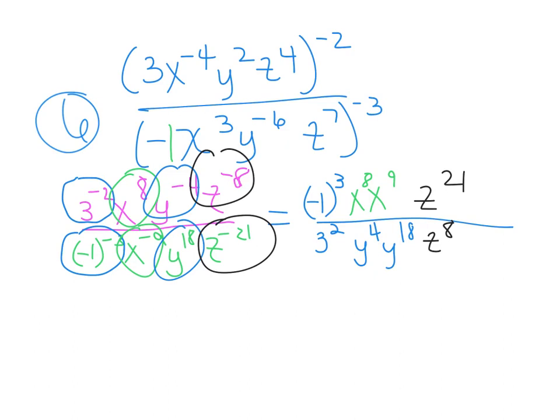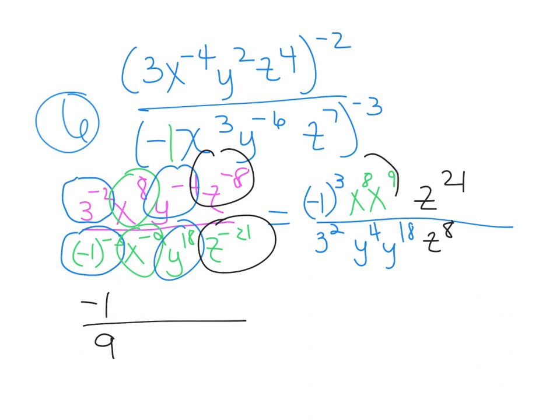Okay, so now we've done our power to a power. We've gotten rid of our negative exponents. Now we're ready to start simplifying and playing the game. All right, so -1 to the third. -1 times -1 times -1 is -1. 3 squared on the bottom is 9. Okay, now I'm ready to start dealing with my variables.